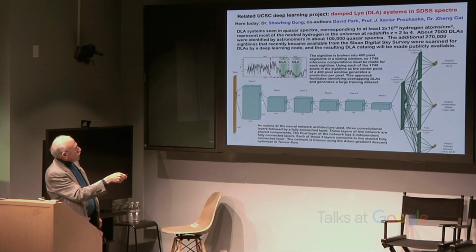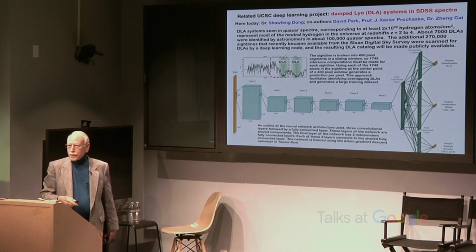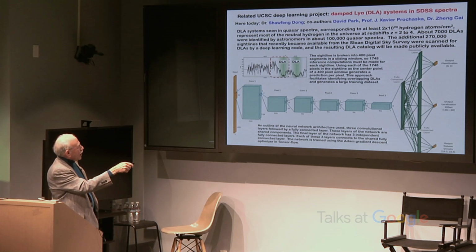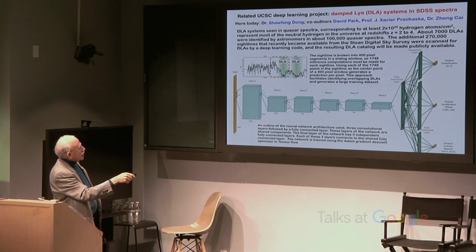And so this is basically linear data. It's not an image. And they analyze it in a sliding window. And they've caught a number of these double damped Lyman alpha systems. So this is going to greatly expand the data that's available. And they're just finishing their paper, and they're going to make all of this data publicly available to the worldwide astronomy community. So this will be a huge expansion in the amount of data that's available. And so that's the third use of deep learning.